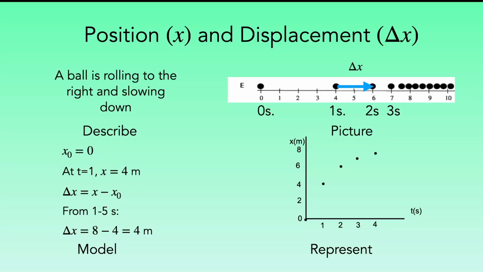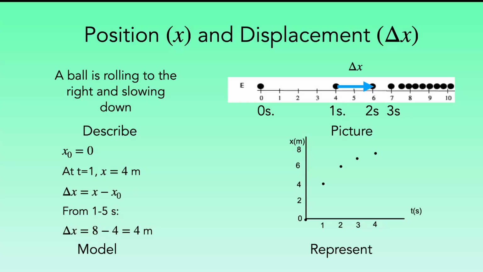Let's just do a sample from 1 to 5. We don't have to do, we can do between any 2 times. From t equals 1 to t equals 5. Well, at t equals 5, it's about 8 meters. At t equals 1, it's 4 meters. So the final X minus the initial X0, 8 minus 4, is 4 meters, is the delta X.